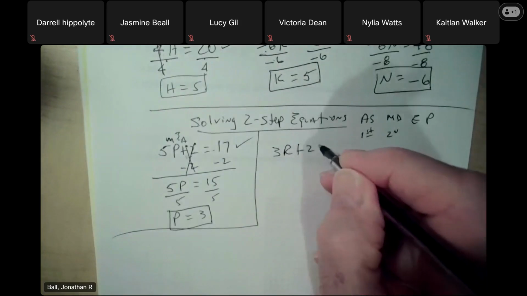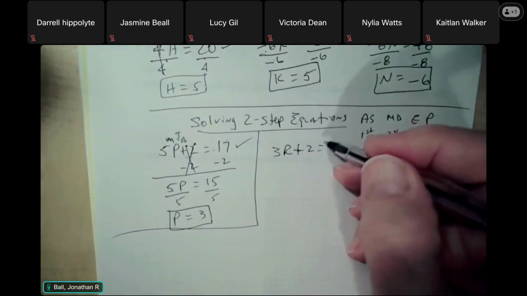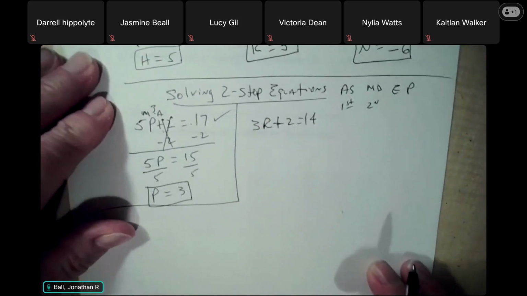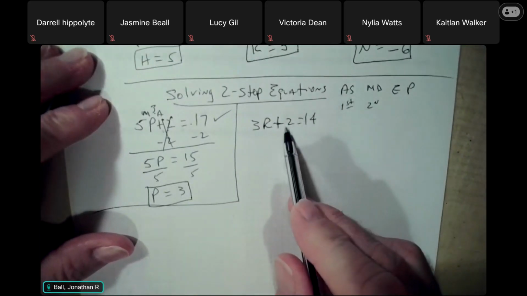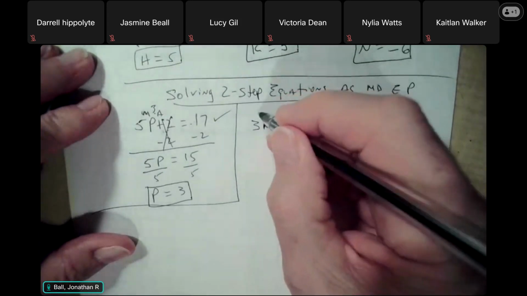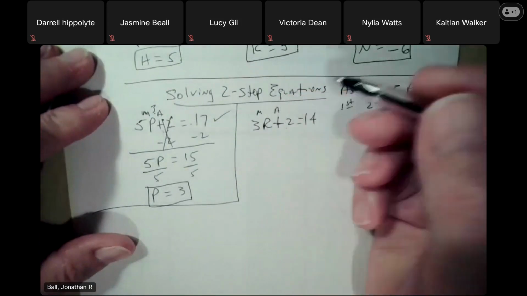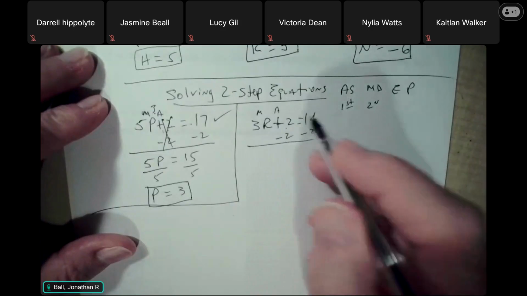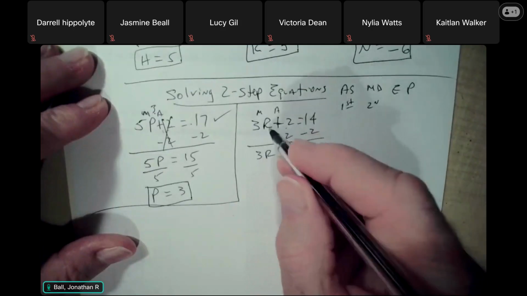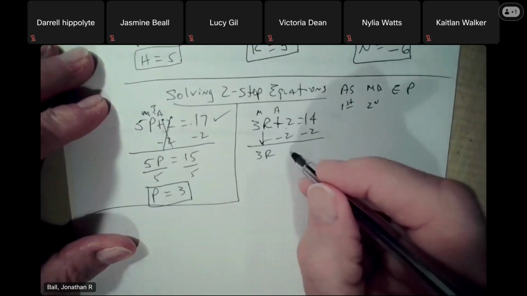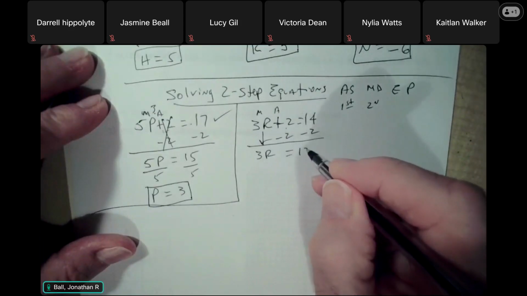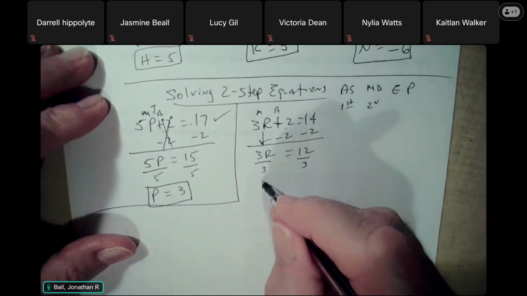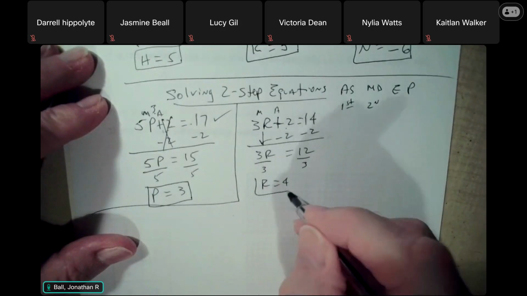Now 3R plus 2 equals 14. Basically the same problem. First we get rid of addition, subtraction. This is multiplication. This is addition. We subtract 2 from each side. That's gone. The only thing that's left is 3R equals 12. Divide by 3, divide by 3. R is 4.